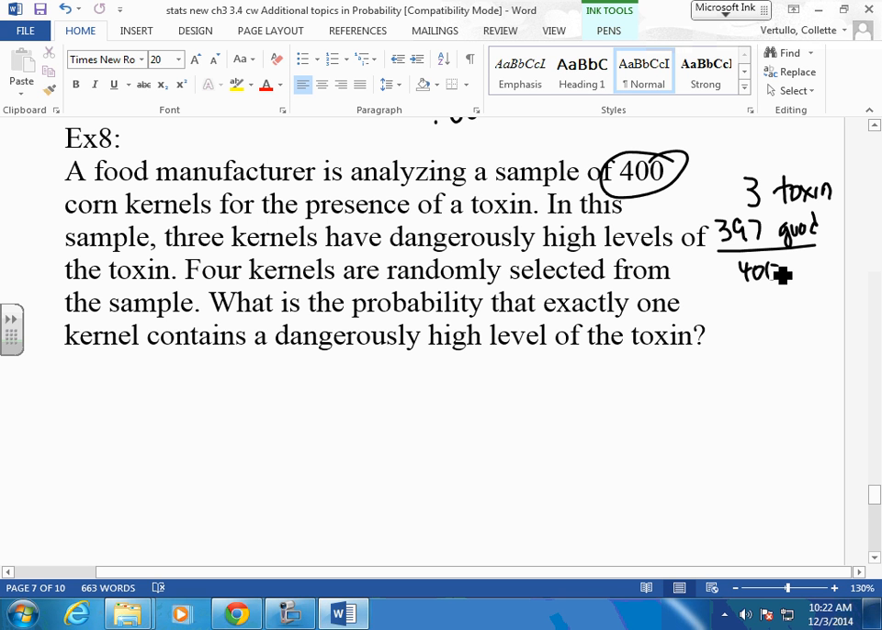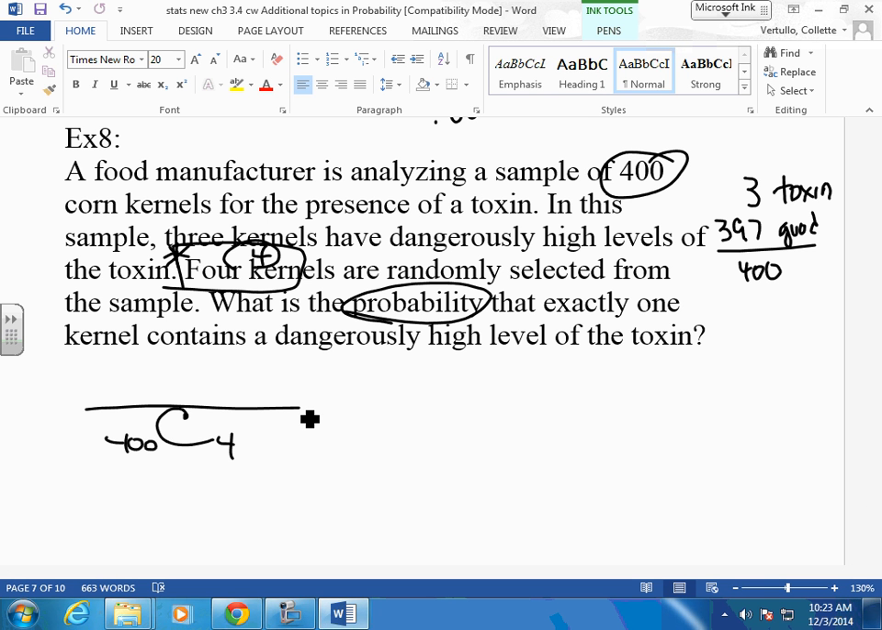4 kernels are chosen at random. You want to choose 4. What is the probability that exactly 1 kernel contains a dangerously high level of toxin? First of all, let's go for the bottom number. This is probability. How many do I have altogether to choose from? And how many am I choosing? 4. Any 4. That's my bottom number. Doesn't matter if they're toxin or not. Any 4 that I choose.